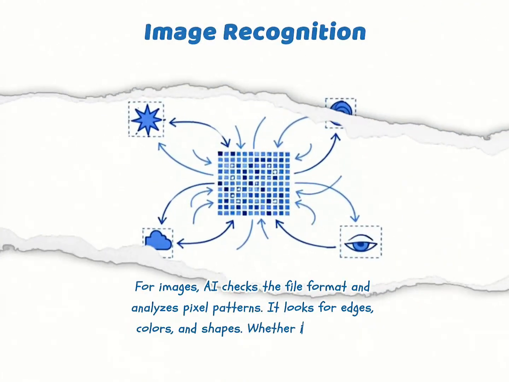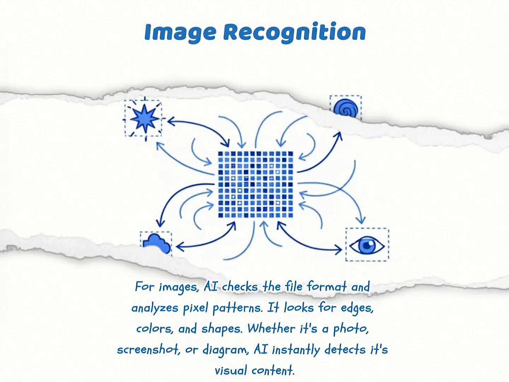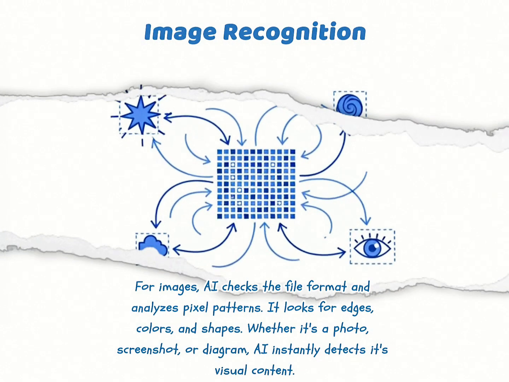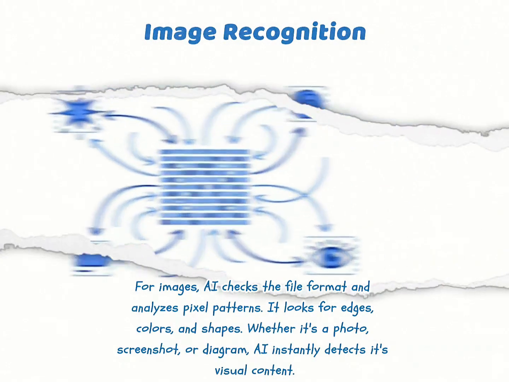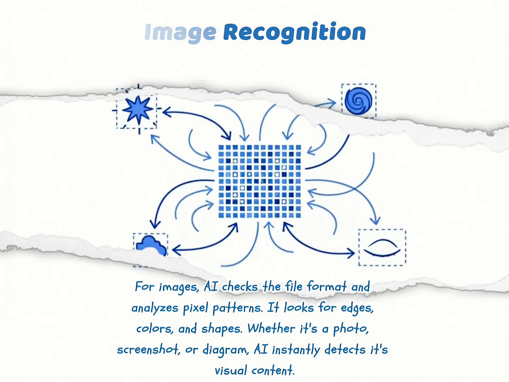For images, AI checks the file format and analyzes pixel patterns. It looks for edges, colors, and shapes. Whether it's a photo, screenshot, or diagram, AI instantly detects its visual content.